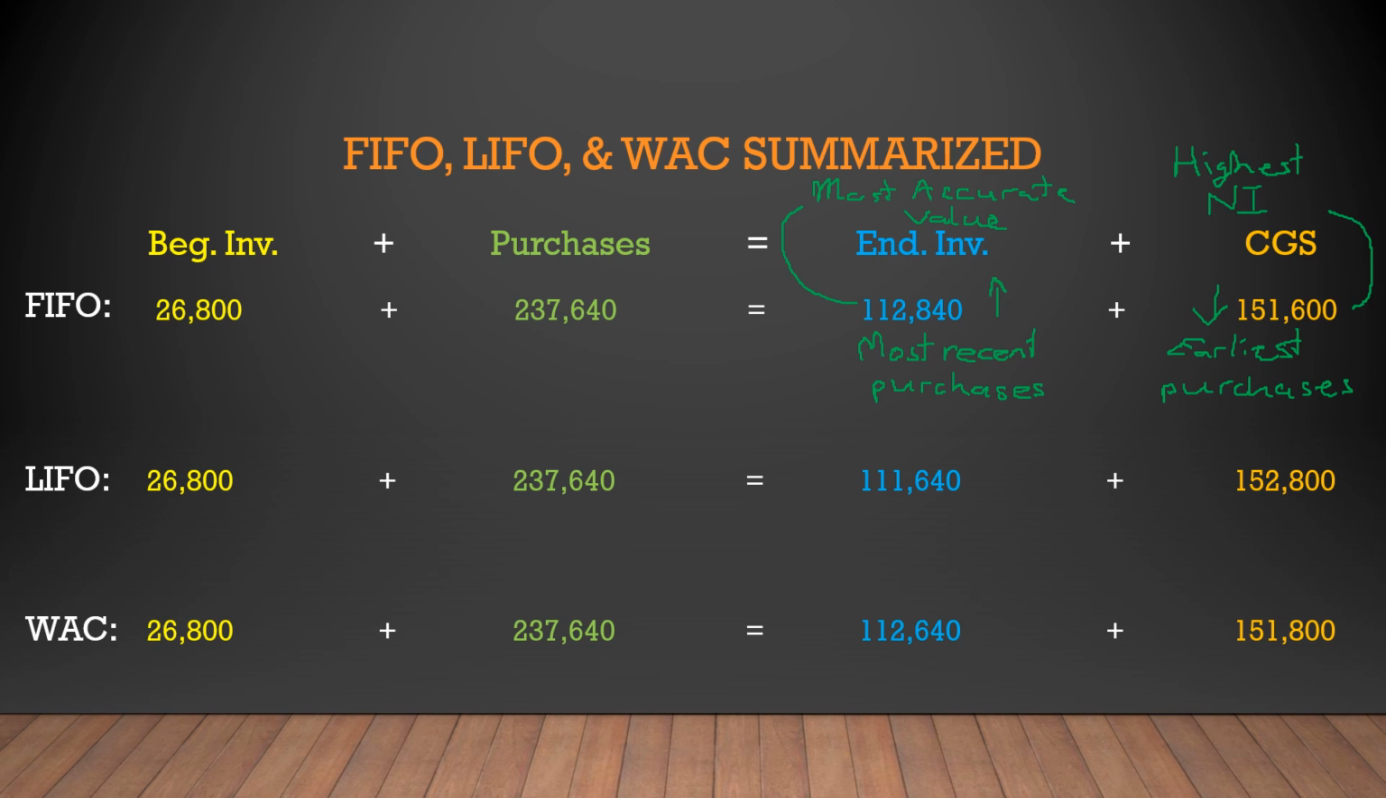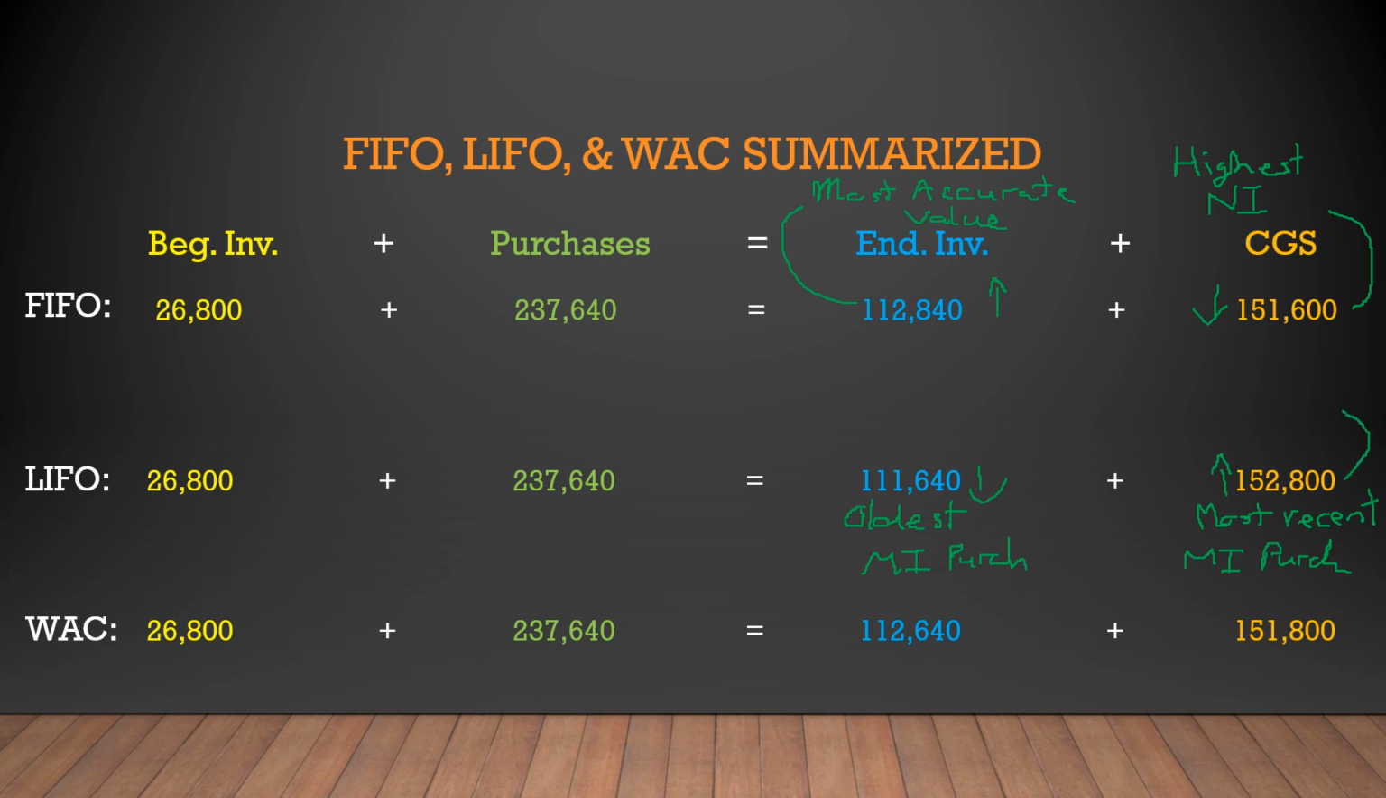Under LIFO, the pattern reverses. Ending inventory will be lowest under this method because ending inventory contains the older merchandise inventory with the lowest cost. Cost of goods sold will be highest under LIFO because the more recently acquired inventory with the higher cost is considered to be what was sold.